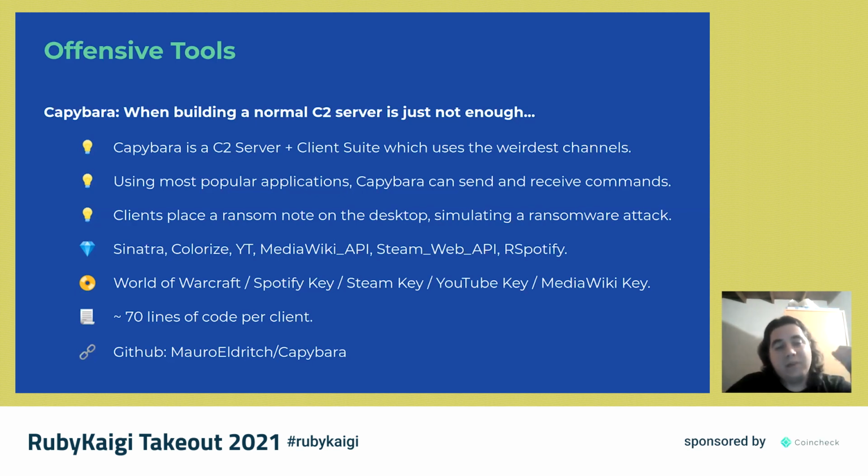You will need Sinatra, Colorize, and depending on the client you want to build, you will need a different gem. For example, YT for YouTube, Steam Web API for Steam, and so on. Obviously, you will need the software, not you, but the person running the client will need to have the software which you want to abuse. You can use World of Warcraft, Spotify, Steam, YouTube, MediaWiki, and every client is around 70 lines, so it's pretty small after all. We have published all the clients on the repo below.